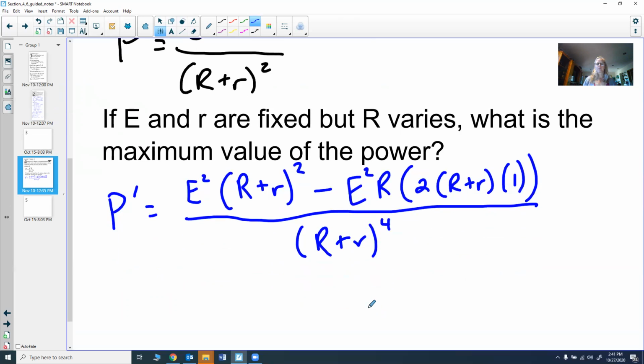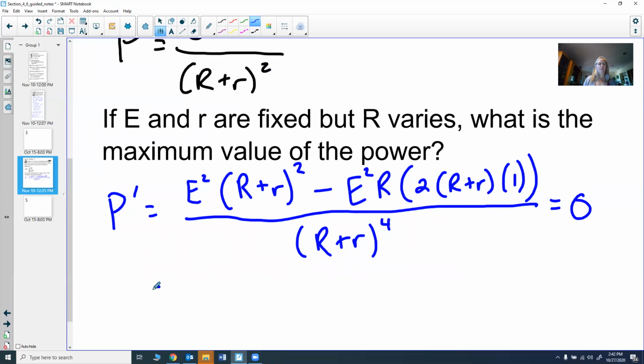We're going to set this equal to 0 and find out where that is. We also need to look at where it's undefined, but I'm noticing that we've got big R plus little r to the 4th power. Big R plus little r will always give you a positive number, so you're never going to have 0 on the bottom. So we don't need to look at where we're undefined because you never will be undefined. So we're just looking at where this thing is equal to 0.